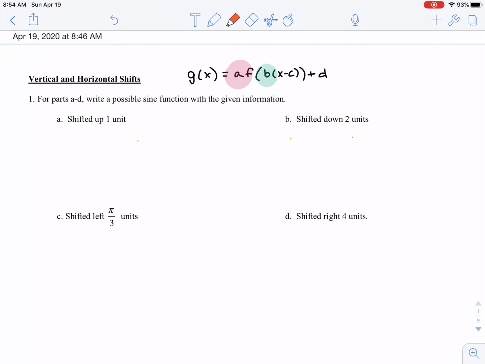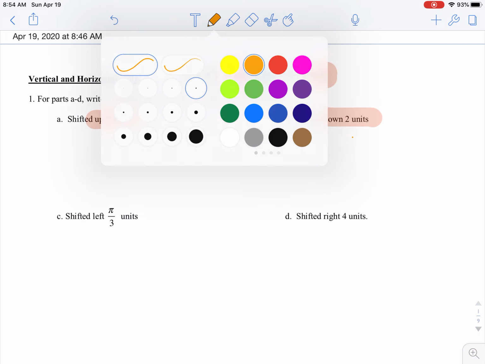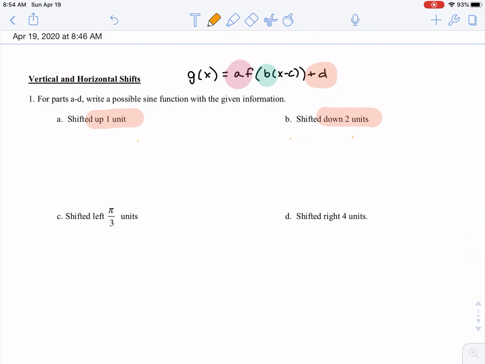So I want to think about if we want to shift a graph up 1 unit or down 2 units. Shifting up or down affects that D value, right? So if I was going to write a possible sine function that shifts up 1 unit, I could say sine of x plus 1. Okay?